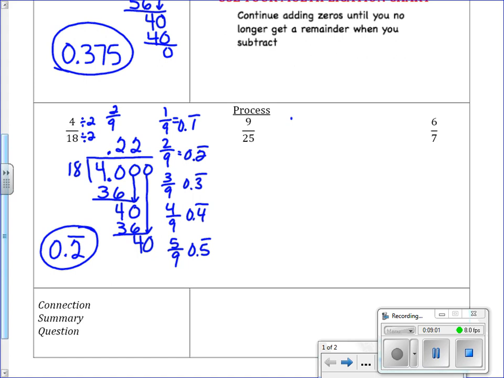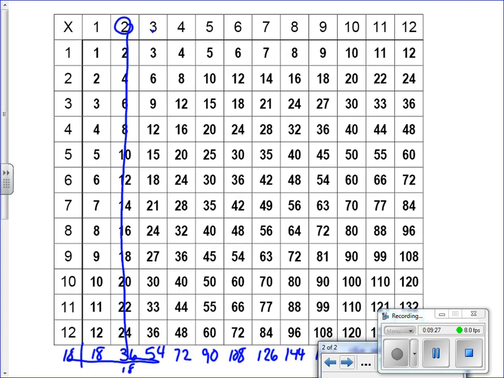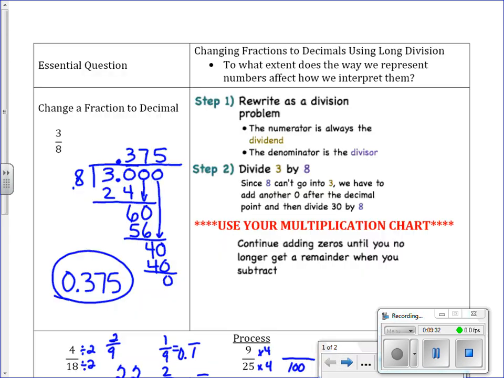Now 9/25. I don't need to go ahead and do anything on my multiplication table for 9/25 because I know 25 can go into 100. So I'm going to multiply my numerator and my denominator both by 4. 25 times 4 is 100. 9 times 4, if you forgot, we'll go down to 9 over 1, 2, 3, 4. It's 36.